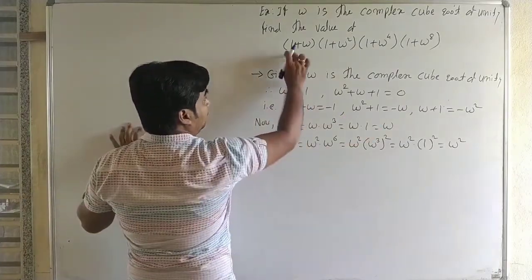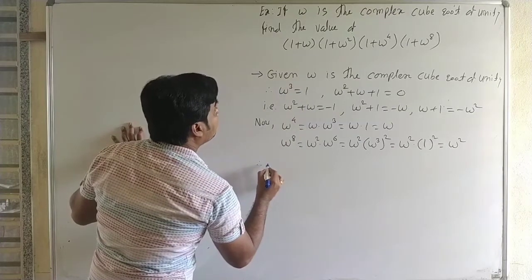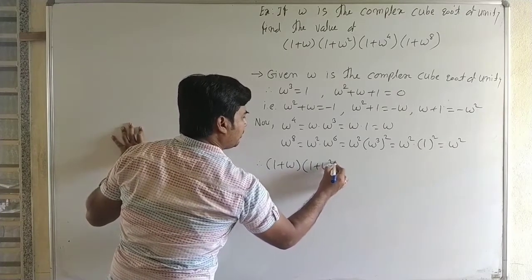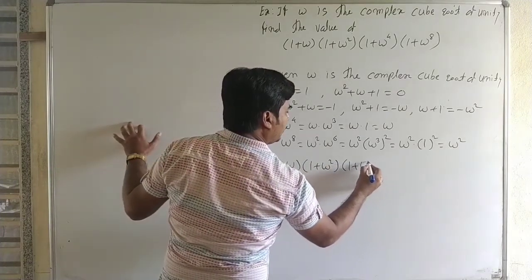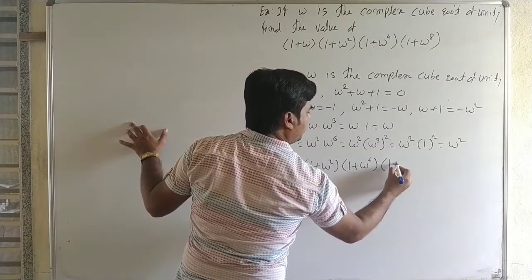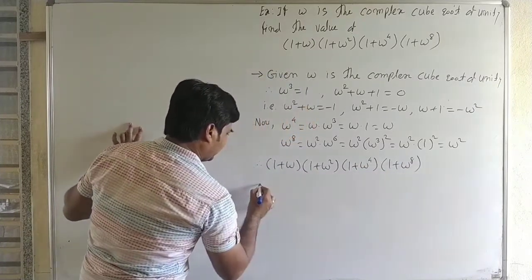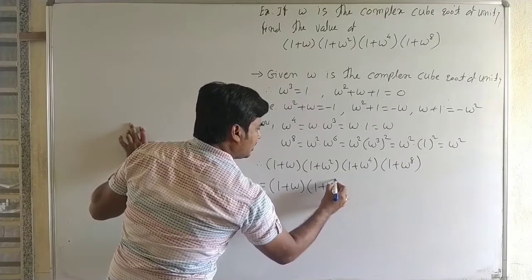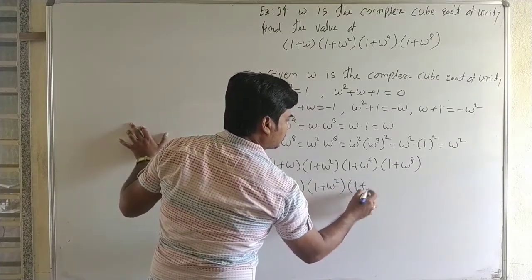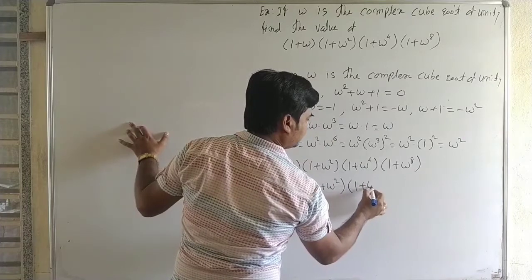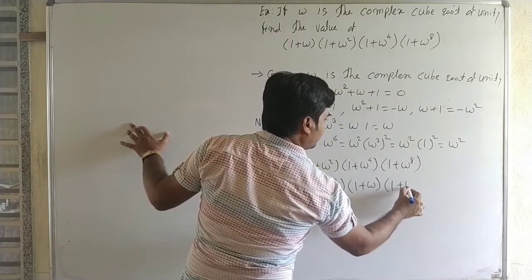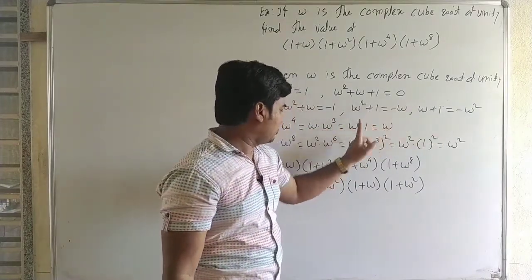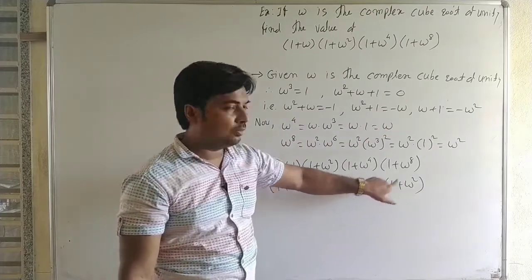Now therefore 1 plus omega, 1 plus omega square, 1 plus omega to the power 4, and 1 plus omega to the power 8 is equal to 1 plus omega as it is, 1 plus omega square as it is. Now here 1 plus omega to the power 4, it is omega, and into 1 plus omega square. Now it is 1 plus omega and it is 1 plus omega square. 1 plus omega, 1 plus omega square, 1 plus omega, 1 plus omega square.